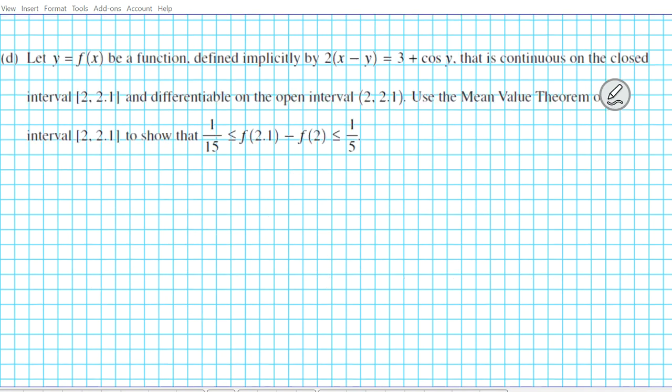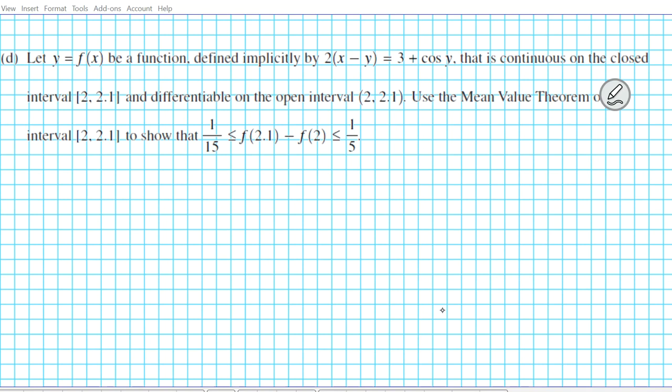All right, let's take a look at the last part. It says let y equals f of x be a function defined implicitly by 2 times the quantity x minus y equals 3 plus cosine y, that is continuous on the closed interval 2 to 2.1 and differentiable on the open interval 2 to 2.1. Use the mean value theorem on the interval 2 to 2.1 to show that 1/15 is less than or equal to f of 2.1 minus f of 2, less than or equal to 1/5.